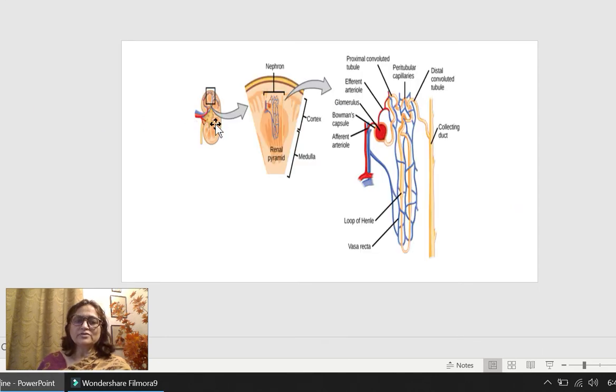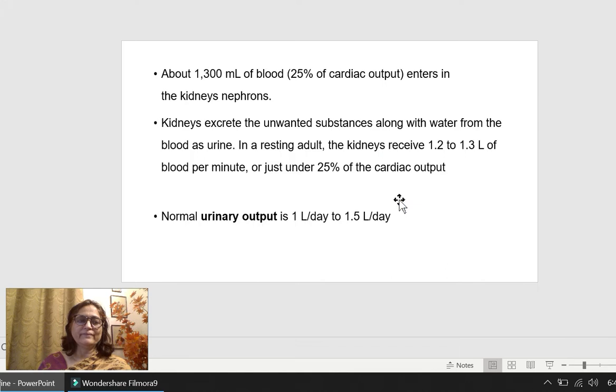This is the structure of the kidney. Histologically, if we see it, it is made up of cortex and medulla. In the cortex, we have the loop of Henle, distal convoluted tubule, and proximal convoluted tubules. And in the medulla, we have the loop of Henle and collecting tubules. And this is the structure of the nephron, the functional unit of our kidney.